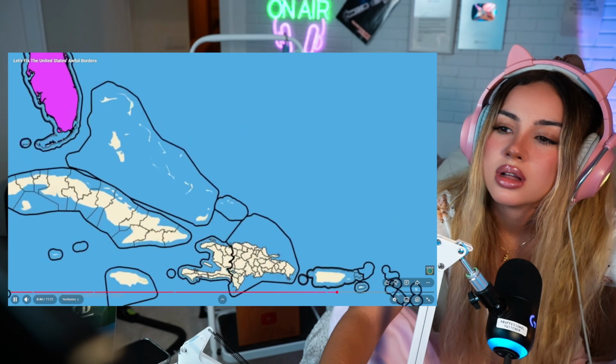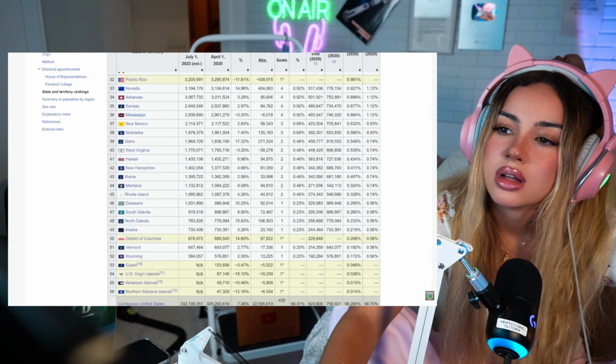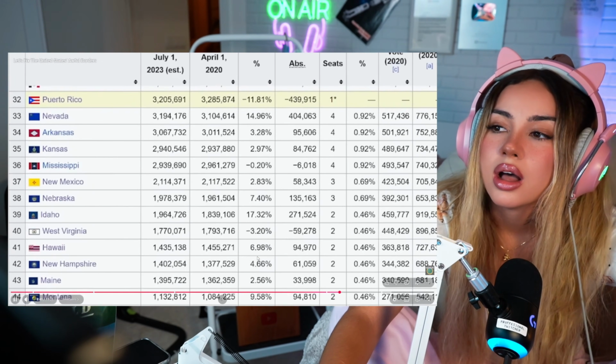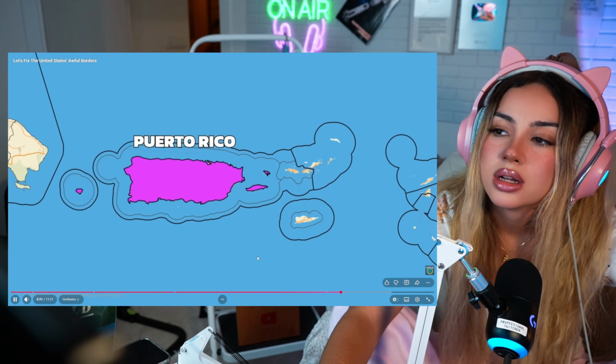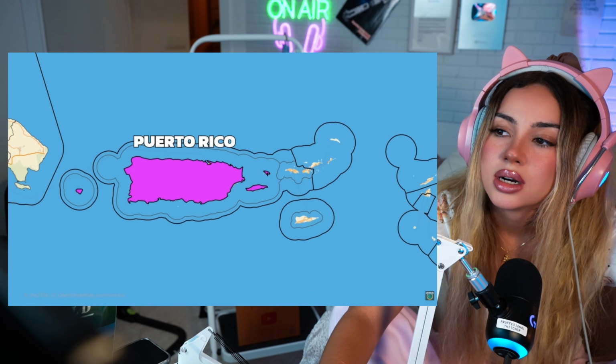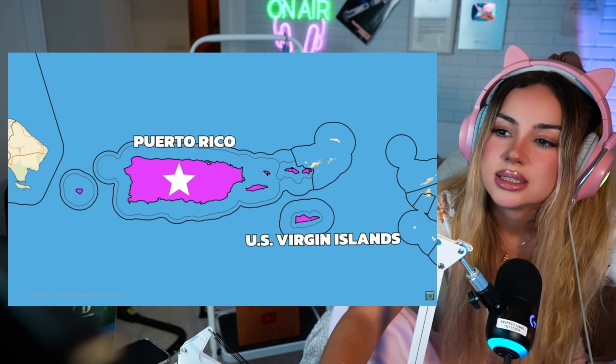The most obvious full state to include would be Puerto Rico. It has more people than 19 other states, and as such, makes no sense to keep it as a territory in my eyes. So, welcome aboard Puerto Rico. And because they're nearby and also a territory, we're going to add the U.S. Virgin Islands as part of Puerto Rico.